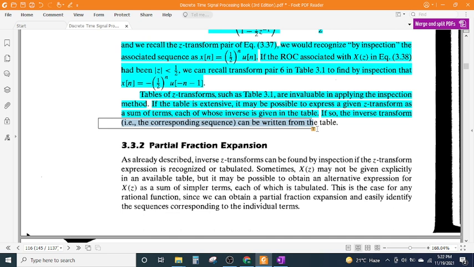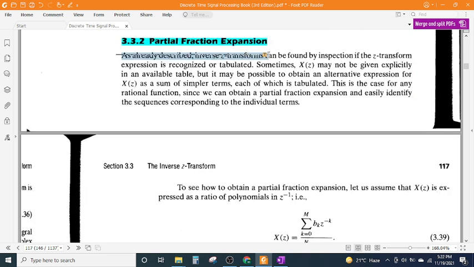3.3.2 Partial fraction expansion. As already described, inverse Z-transforms can be found by inspection if the Z-transform expression is recognized or tabulated. Sometimes, X(z) may not be given explicitly in an available table, but it may be possible to obtain an alternative expression for X(z) as a sum of simpler terms, each of which is tabulated. This is the case for any rational function, since we can obtain a partial fraction expansion and easily identify the sequences corresponding to the individual terms.